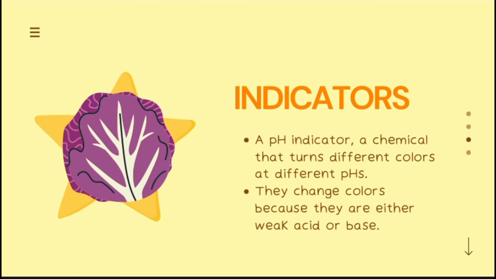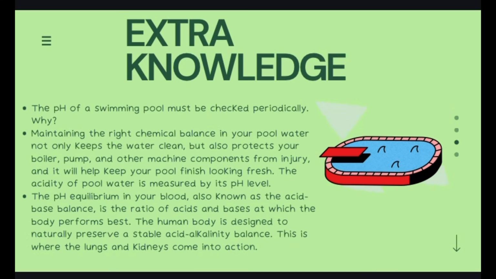An indicator. A pH indicator is a chemical that turns different colors at different pH levels, and they change colors because they are either a weak acid or base. This is some extra knowledge.